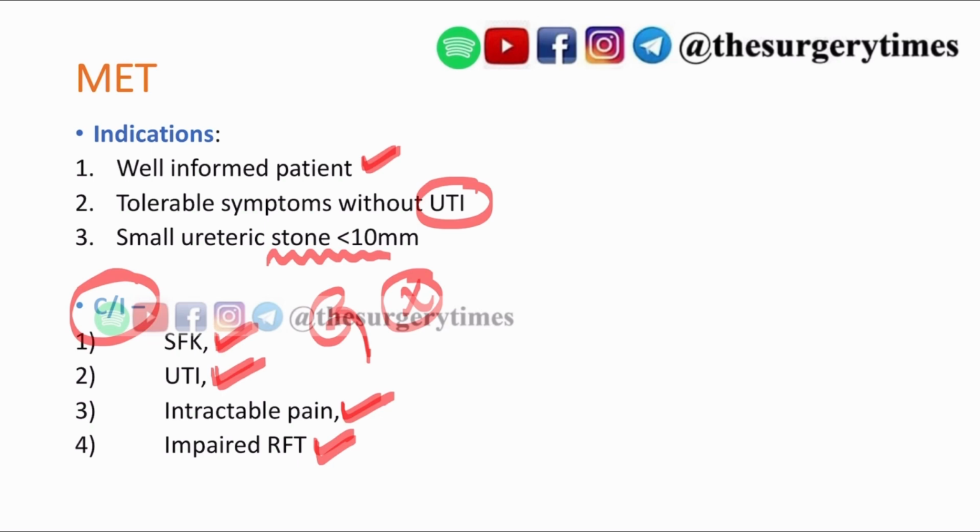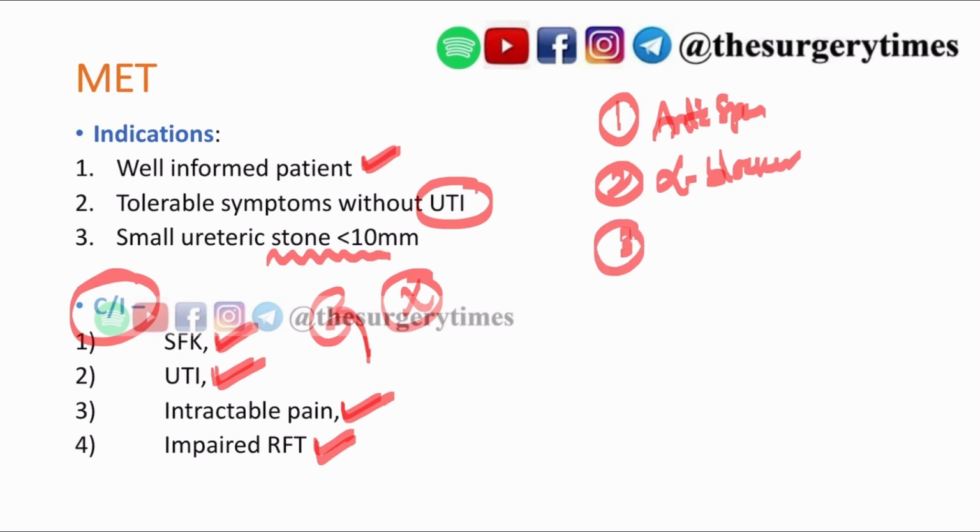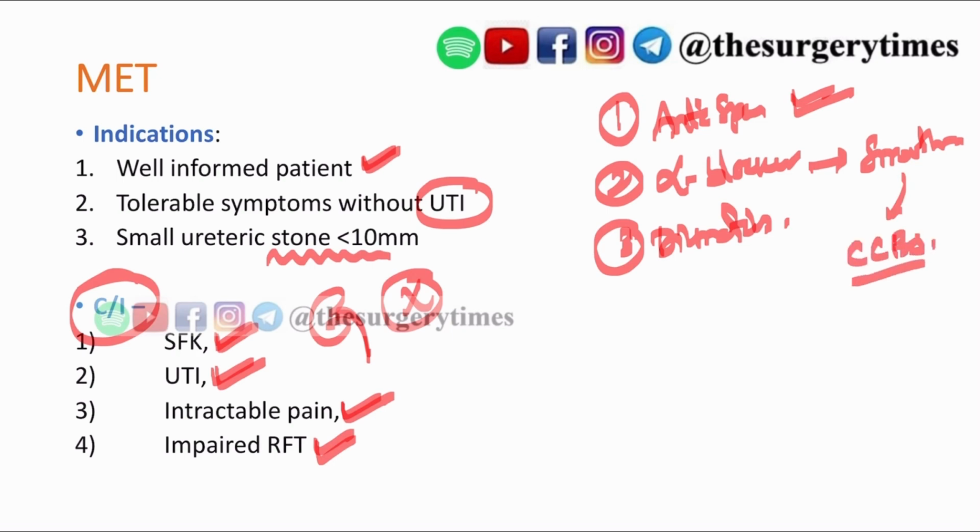In case of urinary tract infection, intractable pain, and impaired renal function test, in those cases medical expulsion therapy is contraindicated. So medical expulsion therapy, basically you should know antispasmodic, second is alpha blocker, third is diuretics. Antispasmodic because pain and spasm will decrease, and alpha blocker basically given in order to relaxation of smooth muscle.